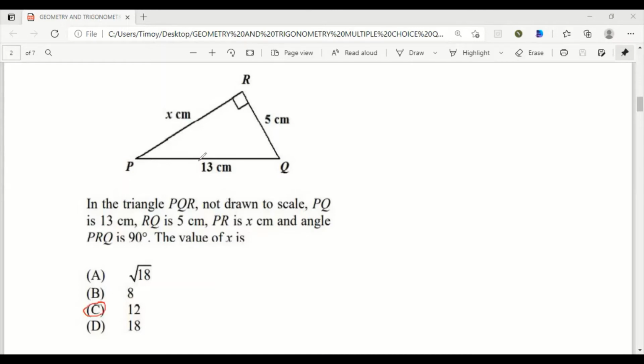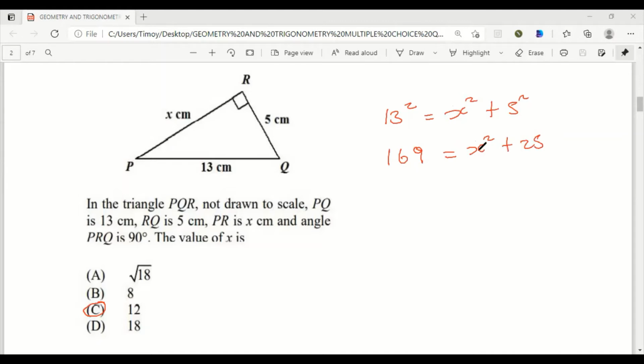But how would you work out this quickly? Just apply the Pythagoras Theorem, which says that the square of the hypotenuse, which is 13 here, 13 squared, is equal to the sum of the squares of the other two sides. So it's going to be x squared plus 5 squared. What is 13 squared? 13 squared is 169, which is equal to x squared plus 5 squared, which is 25.